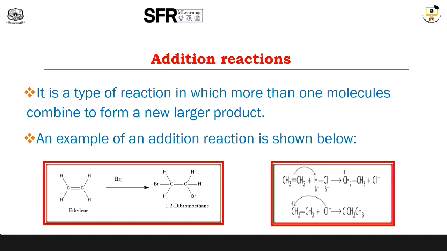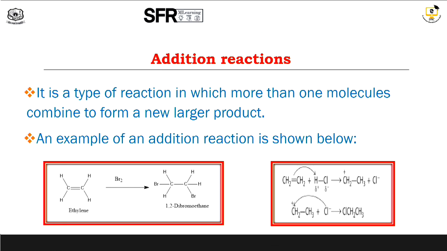So when it is an unsymmetrical olefin, the addition is governed, as I already said, by Markovnikov's rule. The negative part of the addendum will go to the carbon which has fewer hydrogens. Okay, that is how the addition takes place. So this is a type of organic reaction. What is that? Addition reaction. All the unsaturated compounds easily undergo these addition reactions.